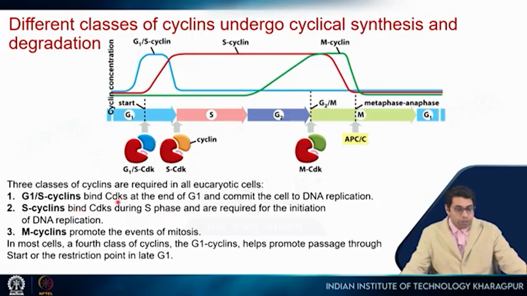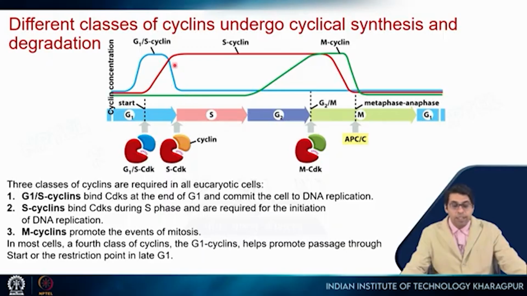So it binds to the CDKs, or the cyclin dependent kinases, at the end of the G1 phase and commits the cell to DNA replication. So this cyclin is produced, it will trigger the cell to go from G1 to the S phase, and then it gets degraded, right.